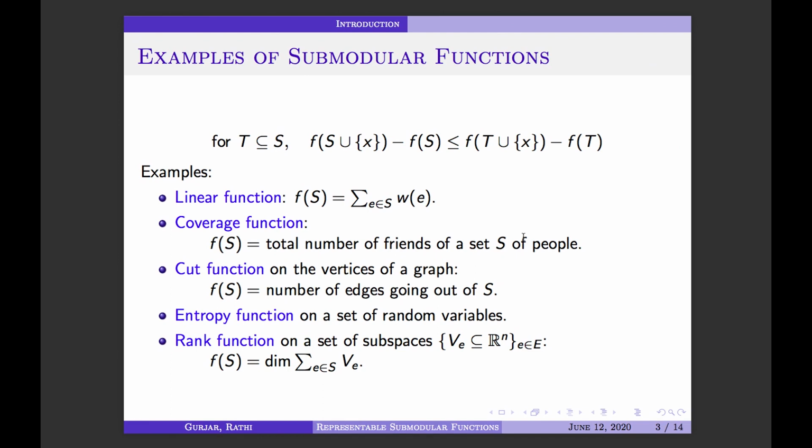One should note here that the rank function is a non-decreasing function. Similarly, the coverage function and the linear function are also non-decreasing functions. On the other hand, the cut function is not a monotone function. So a submodular function can be monotone or non-monotone.